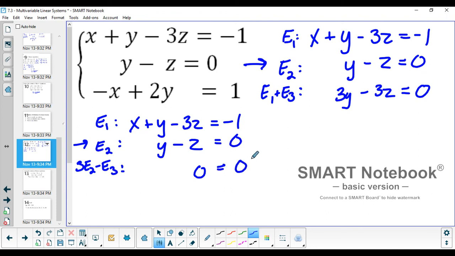Okay, so here we eliminated all of our variables, but we didn't get a contradiction. This isn't something that's not true. It's something that is true. However, we can't just say infinite solutions and be done with it. What we actually have to do here is find what's called the form of the solution set, the general form.